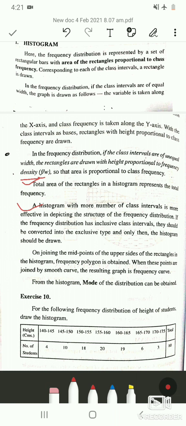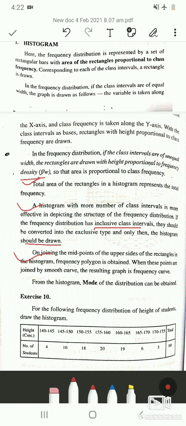If the frequency distribution has inclusive class intervals, they should be converted into exclusive type, and only then the histogram should be drawn. So always remember this: if the given class intervals are of inclusive type, they must be converted to exclusive type. I hope now everyone knows how to convert inclusive to exclusive. So only after converting the class intervals to exclusive, we can plot the histogram.